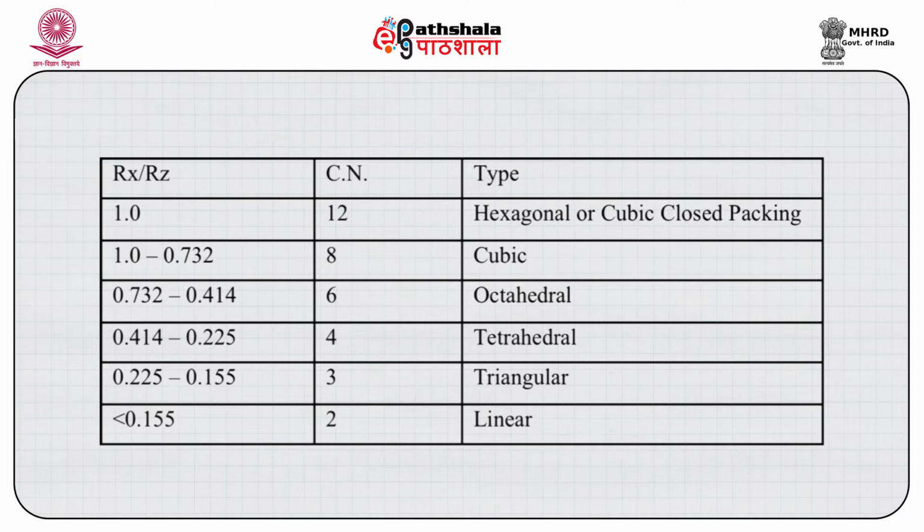When it is between 0.732 and 0.414, it is an octahedral or 6-fold coordination and it is known as octahedral packing. When it is between 0.414 and 0.225, it is a 4-fold coordination, also called tetrahedral coordination. Between 0.225 and 0.155, it is 3-fold coordination and is known as triangular coordination. And if the ratio of the radius between cation and anion is less than 0.155, then it is a 2-fold coordination and it is called a linear type of coordination.